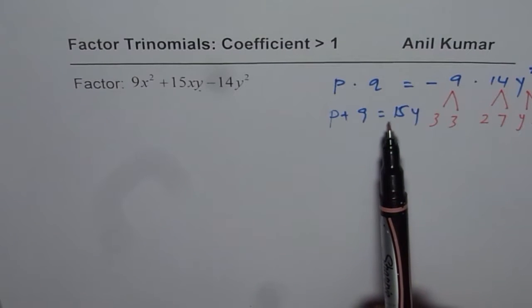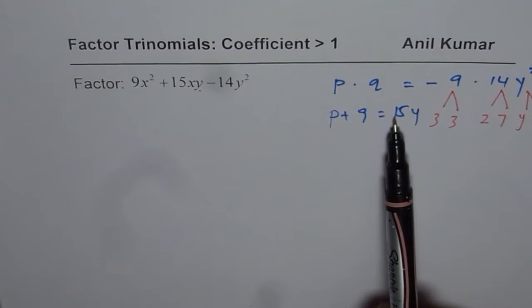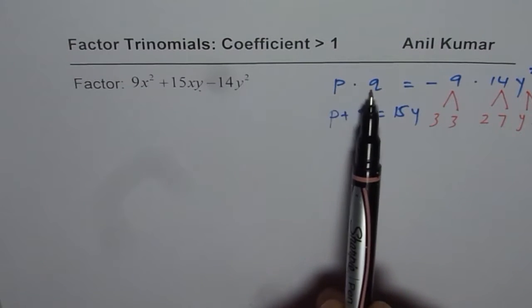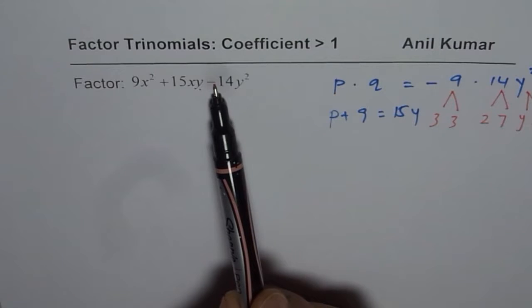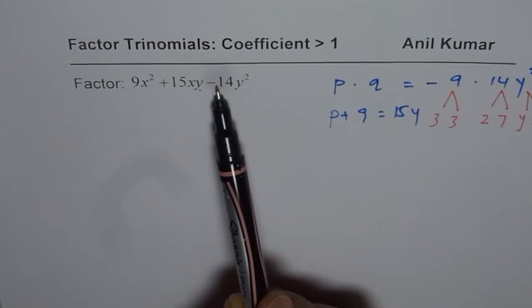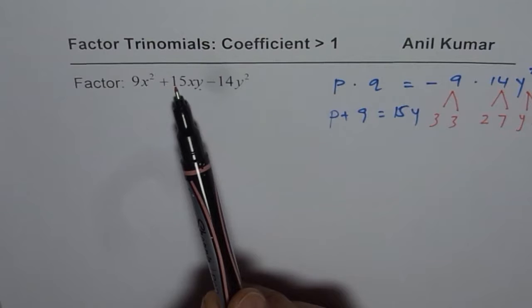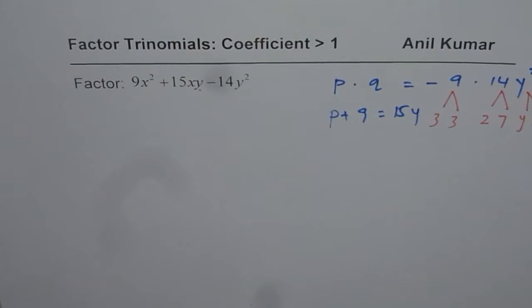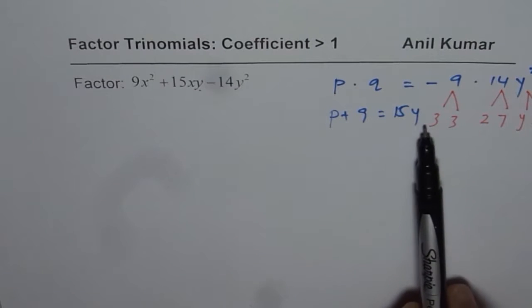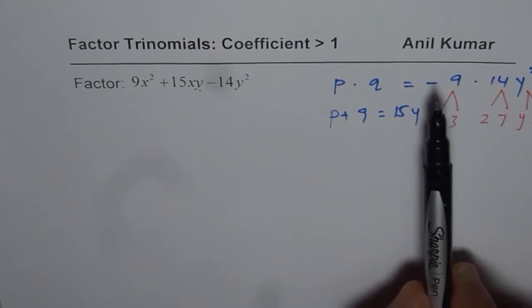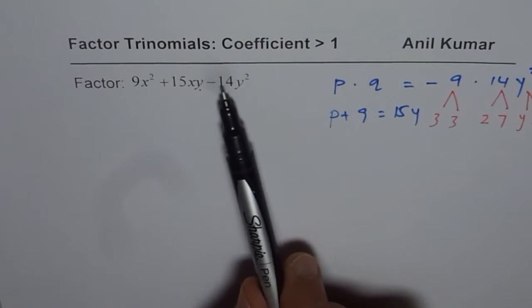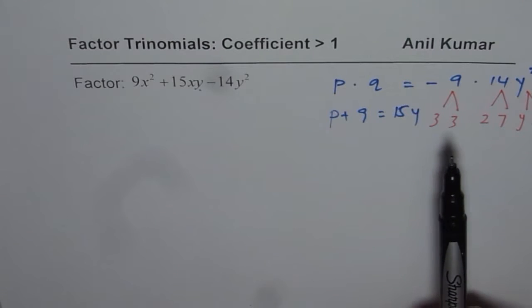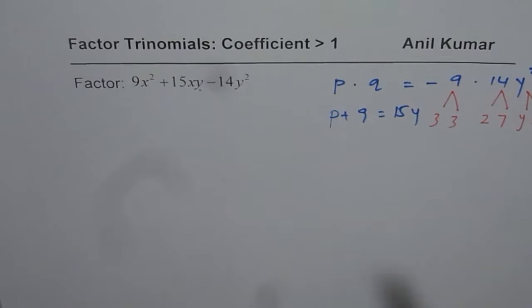Now we need a combination which will give us 15y. We know that p and q have opposite signs since we have negative here, so plus and minus will get multiplied. The positive number is greater since on adding you get a positive 15. Whenever you multiply all these terms, you will get 9 times minus 14y squared. Now the question is, how do we form a combination to get plus 15?